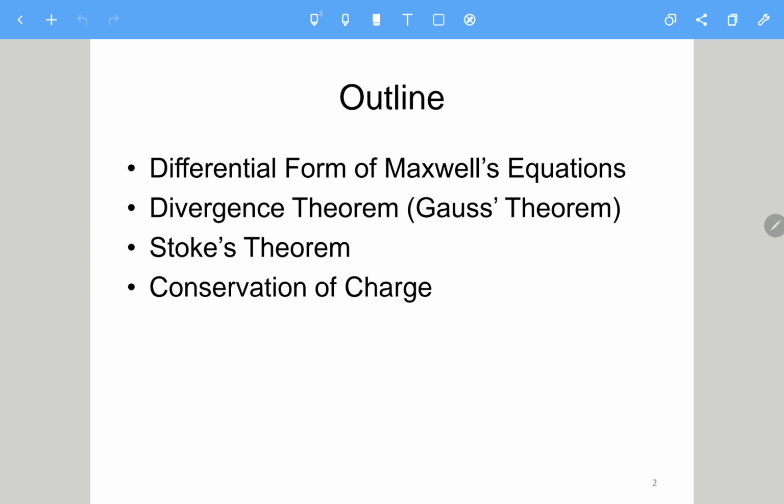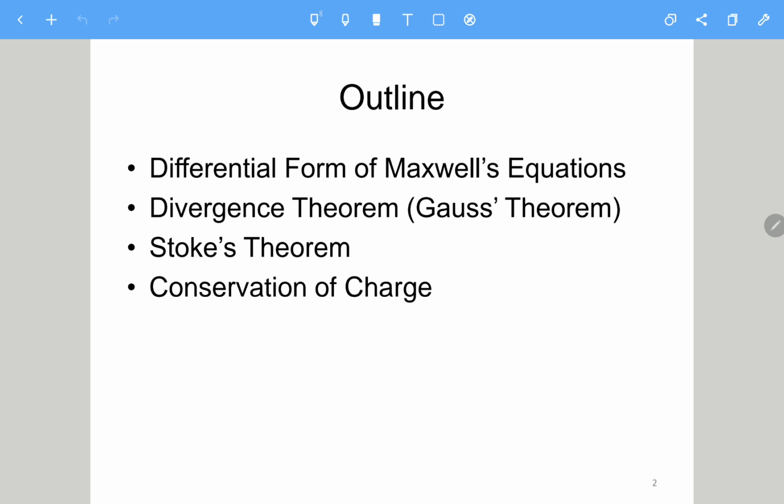In the textbook, it only mentions the integral form. But the Maxwell equation is especially useful in its differential form, especially when you need to use a computer to solve some structures. So I will introduce how we can derive the differential form from the integral form with some multi-variable calculus. And in between, I will also introduce the Divergence Theorem, which is also known as the Gauss Theorem.